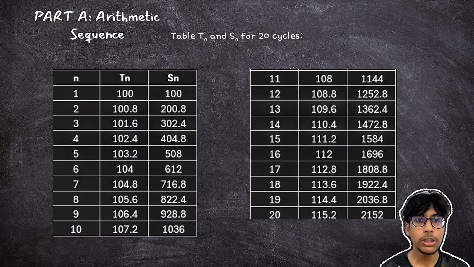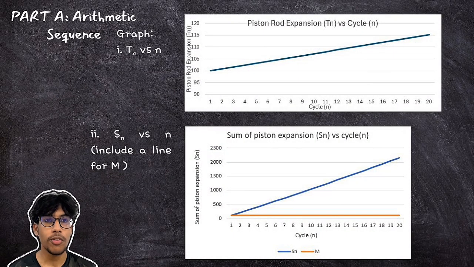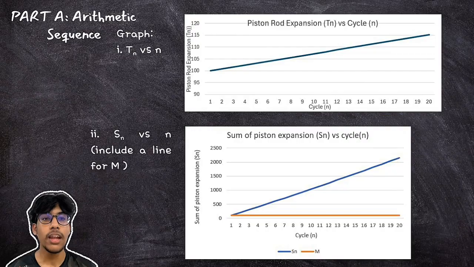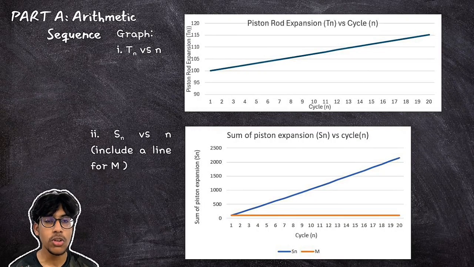So next, I'll be showing you the table for Tn and Sn for 20 cycles. And then I'll show you the graph of Tn against n and Sn against n, including the line for m.